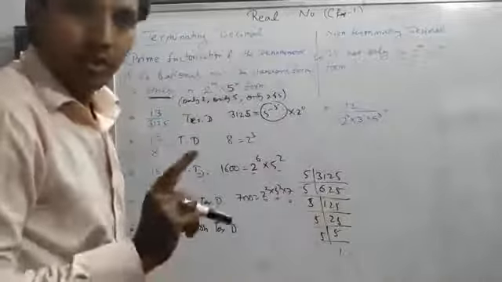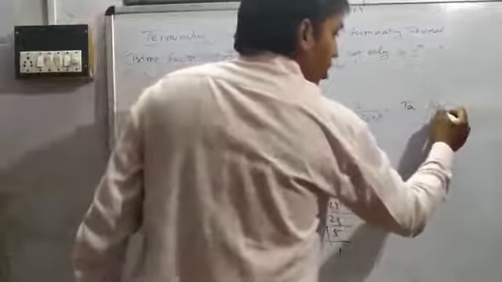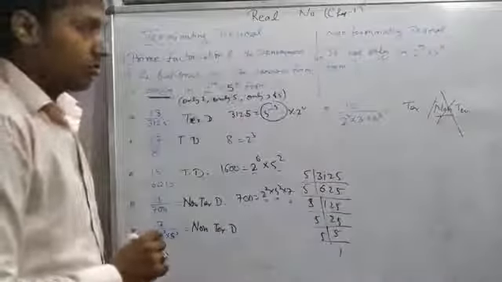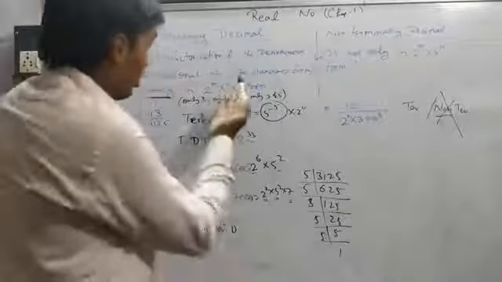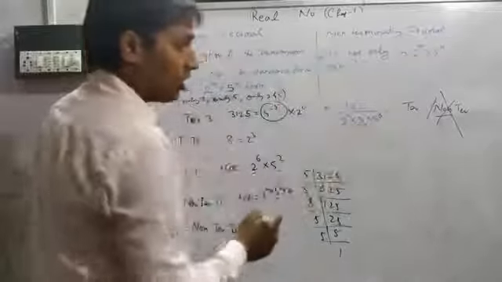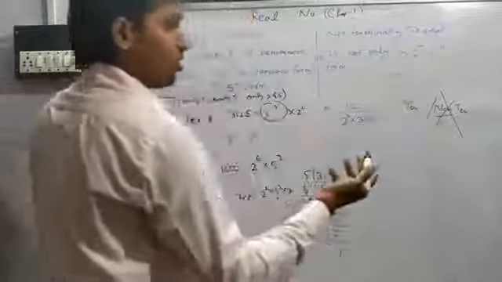So is it terminating or non-terminating? Terminating or non-terminating. If you say non-terminating, this is wrong. You say, sir, why wrong? You say other than 2 and 5, so it is non-terminating. But here it is 3. So why do you say non-terminating? You say terminating. Why?